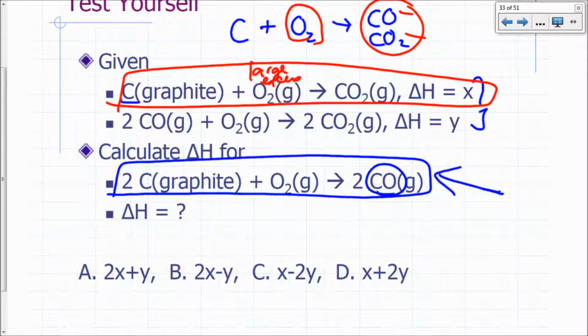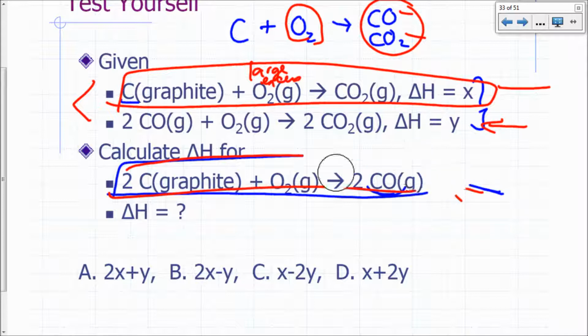So in a bomb calorimeter, you use a large excess of oxygen. You're not going to get carbon monoxide. You're going to get carbon dioxide as a product. So this can be measured easily. This one can be measured easily, but this one cannot. But you can figure out the delta H for this reaction based on these two. How are you going to do that? Let's see.